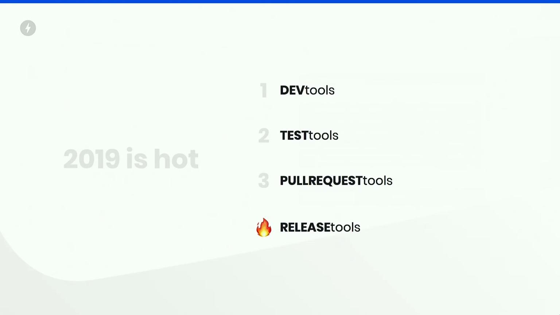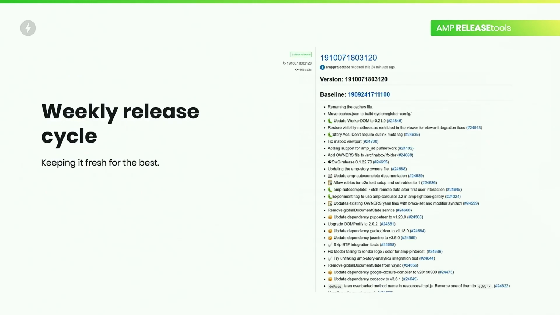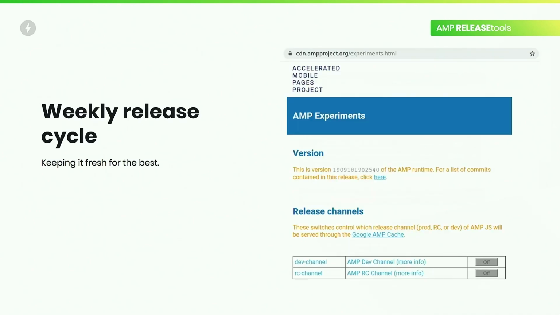Okay, so those are pull request tools. Now for release tools, there's not much to say. I'm going to just recap how we do releases, but I'll talk about experimental build releases, which is actually interesting. Okay, so as you know, we release on a weekly basis, just keeping it fresh. And you can see if your PR is in a release by looking at our releases page. And then we have different channels, dev and RC, that you can opt into.